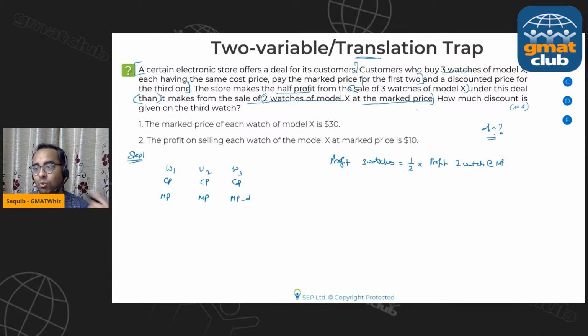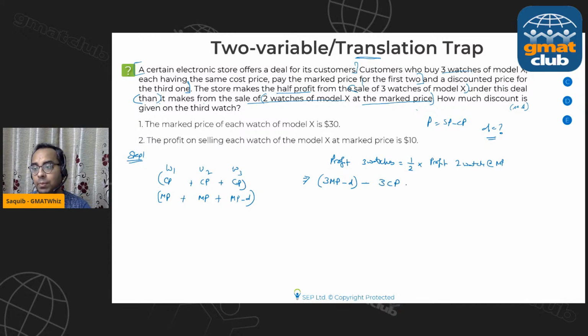Now, once again, don't move ahead. Don't think that this is done. See, you have taken these variables, so why not set up the equation? So what is the profit that I would make when I sell 3 watches? My profit would be total selling price. If I add all this up, I'll get 3MP minus D. So profit is basically selling price minus cost price. So this is my selling price. What is my cost price? My cost price is CP plus CP plus CP, 3CP.